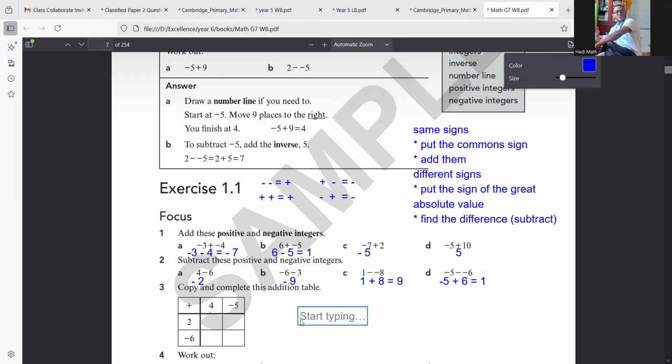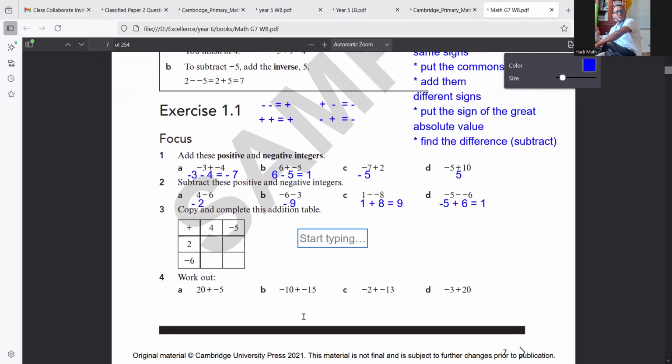Let's go to question number 3. They say complete this addition table. They ask you to add. Like you add here, 2 and 4. When you add them together, they have the same sign. Put the same sign, positive, and add them, it's going to be 6.